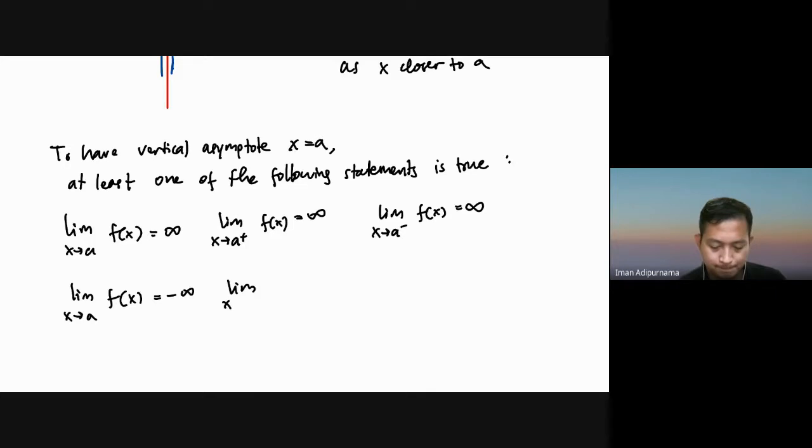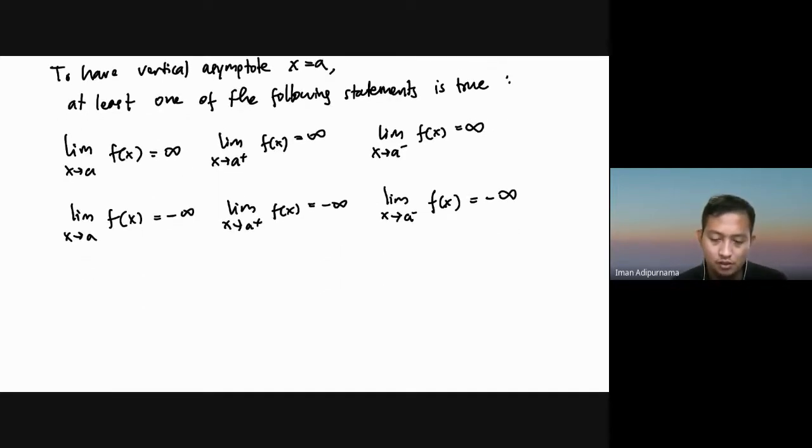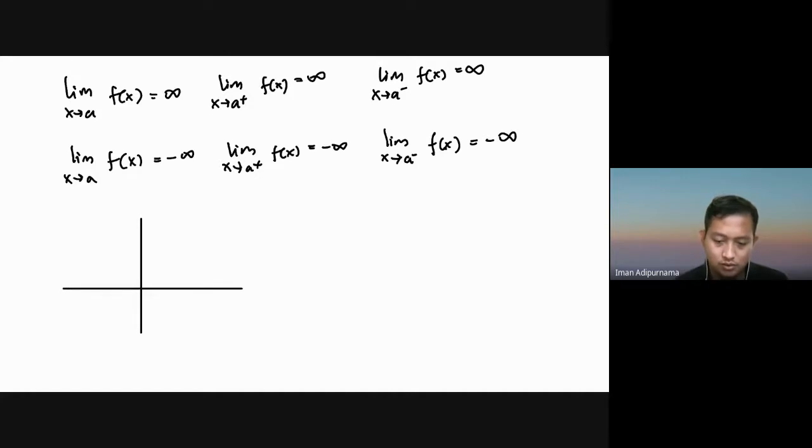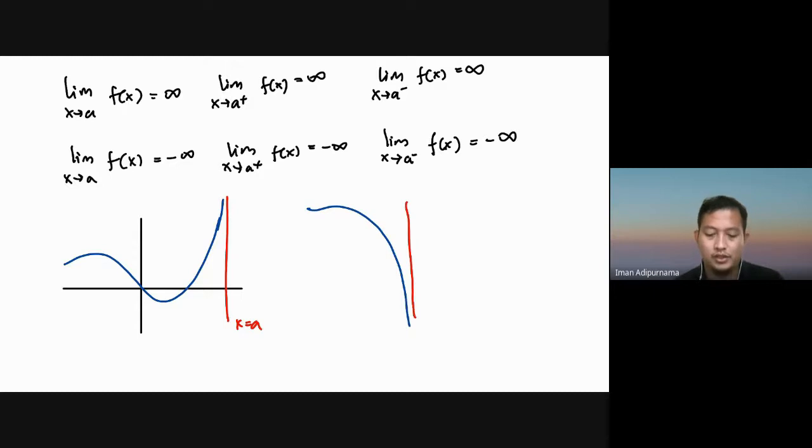This is the negative one. What does it mean? It means that if you have just only one, like maybe like that, you will still have the vertical asymptote here, right? Or maybe going down, you'll have the asymptote here. At least one of these following statements gives the vertical asymptote.